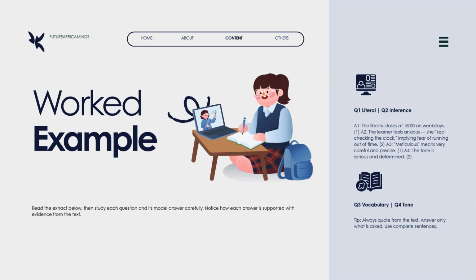Let's apply these strategies. Begin by reading the short passage carefully. Answer the literal question using information stated directly. Next, support your inference with evidence from the text. Use surrounding words to determine vocabulary meaning, and identify the writer's tone by analyzing the language used. This step-by-step approach builds confidence.